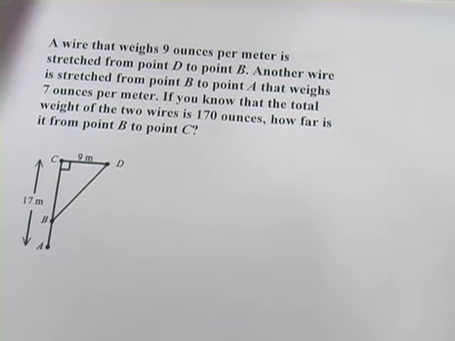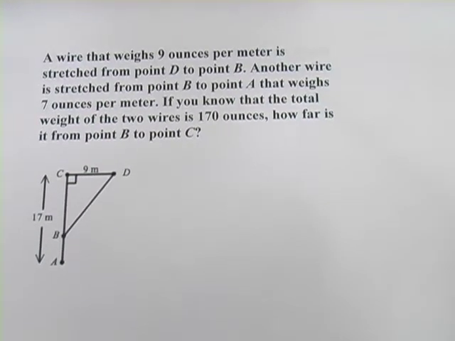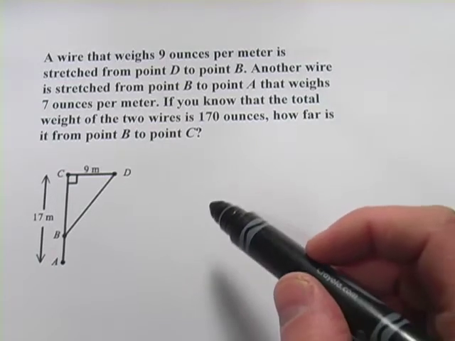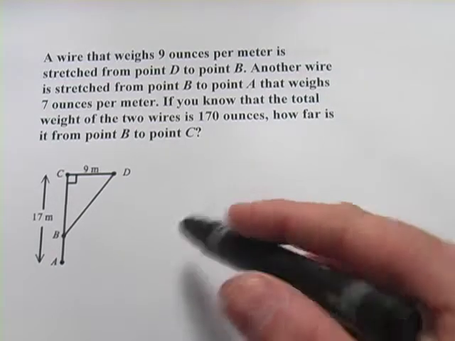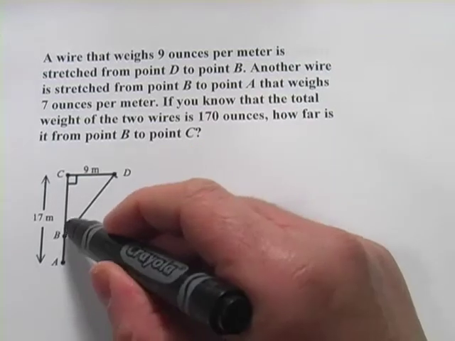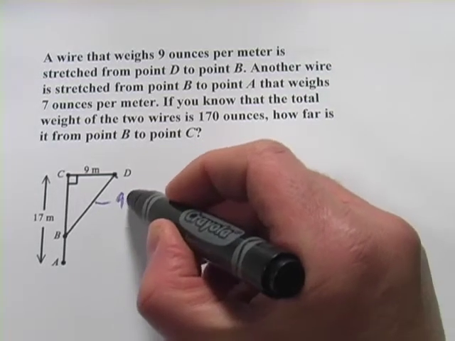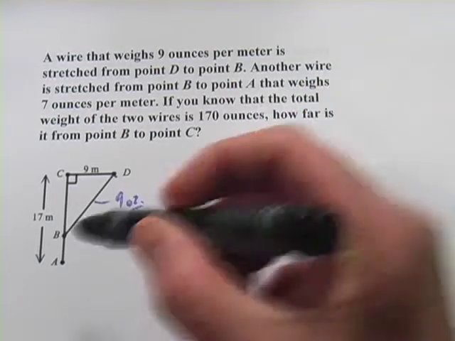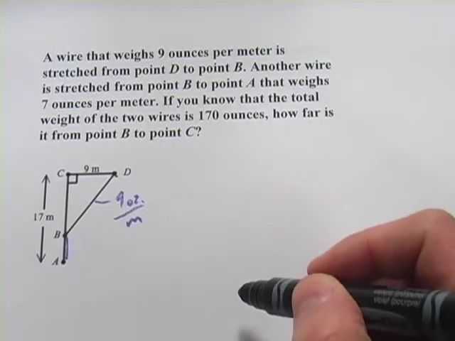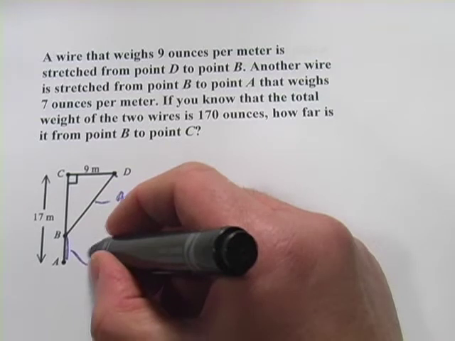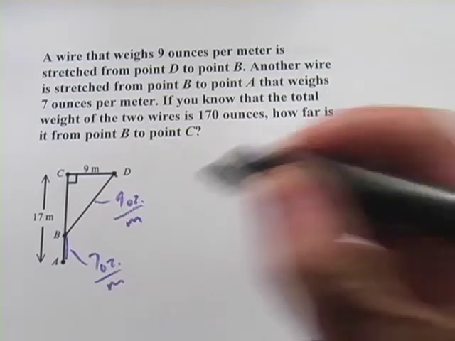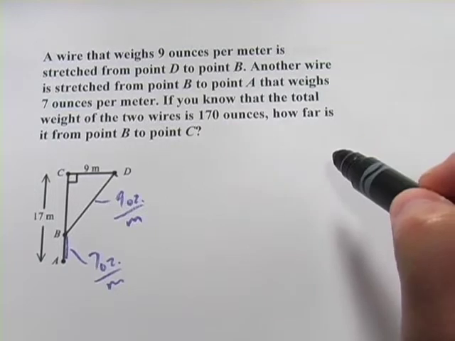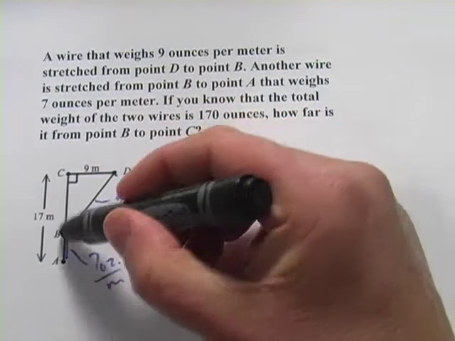This one is particularly tricky and involves a lot of manipulation. So this one says, a wire that weighs 9 ounces per meter is stretched from point D to point B. Another wire is stretched from point B to point A that weighs 7 ounces per meter. If you know that the total weight of the two wires is 170 ounces, how far is it from point B to point C?